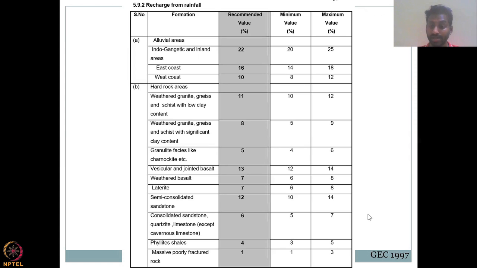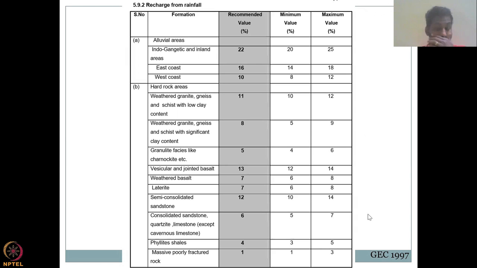They have divided India into two major rock formations: one is hard rock and the other is alluvial. Alluvial takes around 20 to 30% of the land, whereas the remaining is mostly hard rock aquifers. The alluvial are mostly in the river delta regions and belts, like Ganges, Kaveri, Narmada, Tapti, Pennar, etc. So those regions have alluvial sediments and formations.